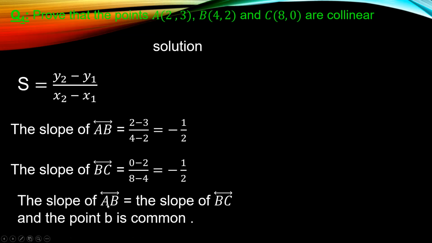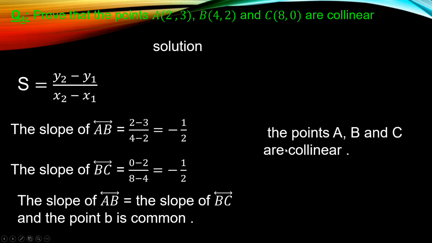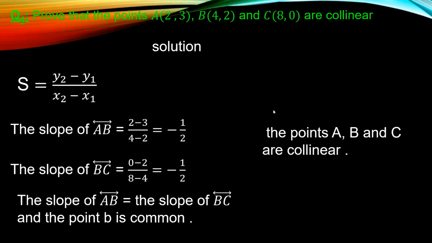Here, we see that the slope of AB equals the slope of BC, and the point B is common between the two straight lines. So I can say that the points A, B, and C are collinear.